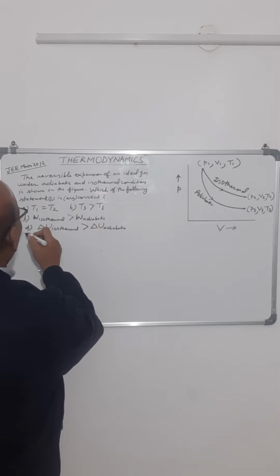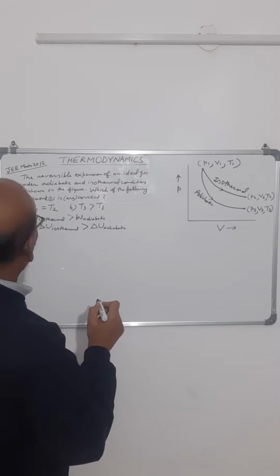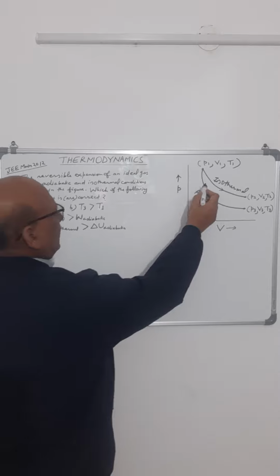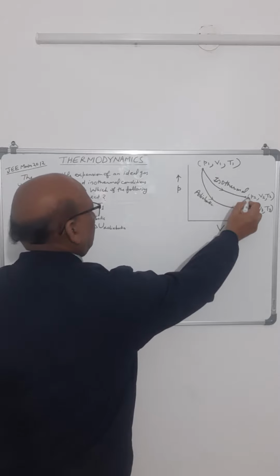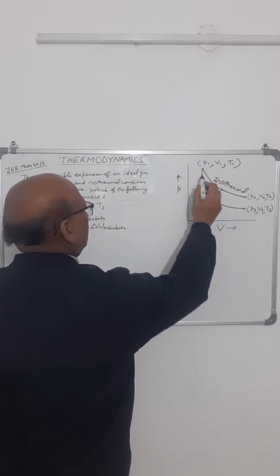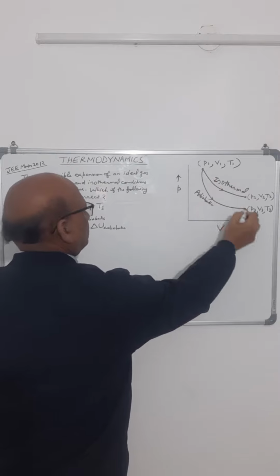तो चार स्टेटमेंट्स दी हुई हैं, इनमें से हमें देखना है which of them are correct. ओके, तो ये दो प्रोसेस दिए हैं हमें. That is, one is isothermal from state 1 to state 2, another is adiabatic from state 1 to state 3.